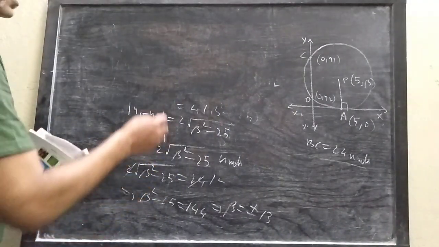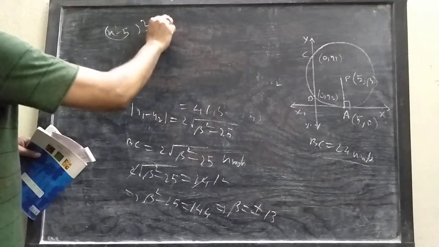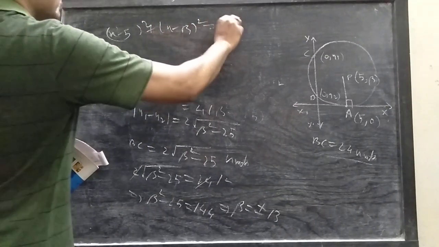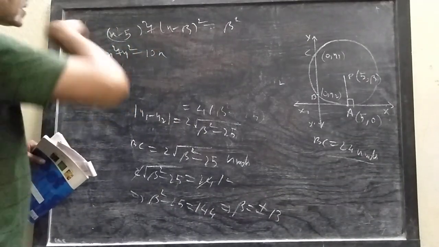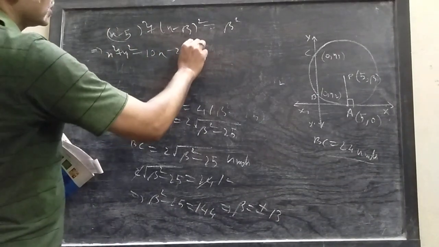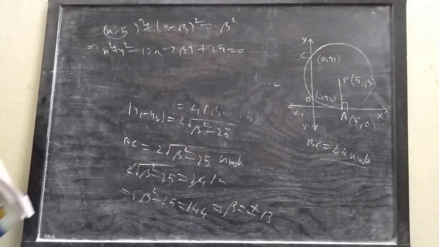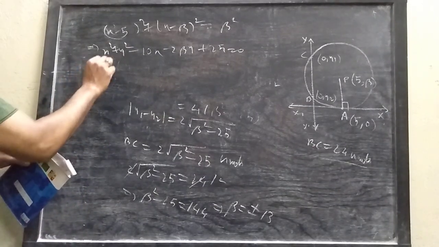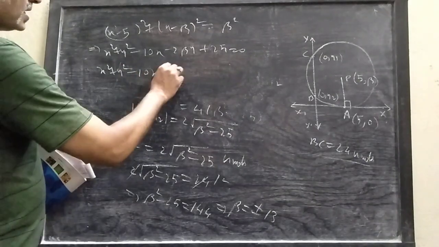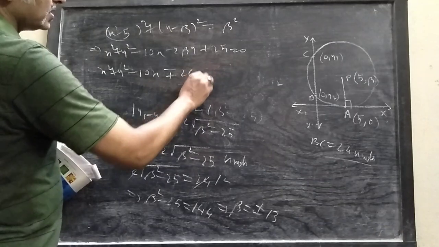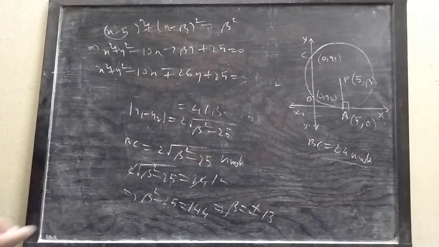The equation of the circle was (x minus 5) whole square plus (y minus beta) whole square equals beta square. That is x square plus y square minus 10x minus 2 beta y plus 25 equals 0. Now just put beta equals plus minus 13 here. So you will get x square plus y square minus 10x minus plus 26y plus 25 equals 0. You can write it in this way or you can write them separately.